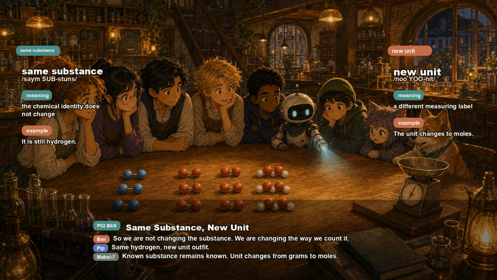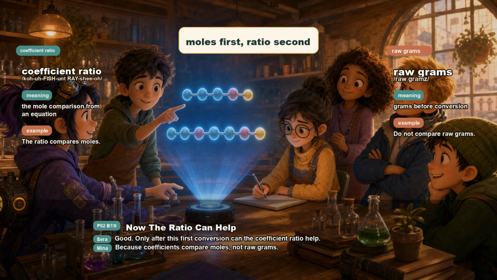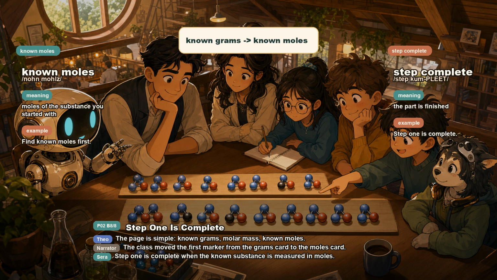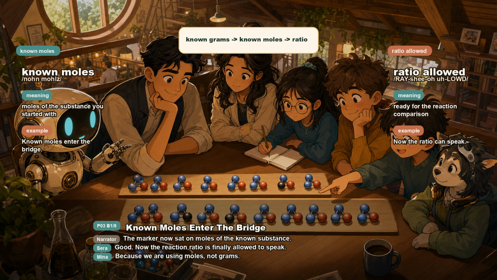Good, only after this first conversion can the coefficient ratio help. Because coefficients compare moles, not raw grams. The page is simple: known grams, molar mass, known moles. The class moved the first marker from the grams card to the moles card. Step 1 is complete when the known substance is measured in moles. The marker now sat on moles of the known substance.